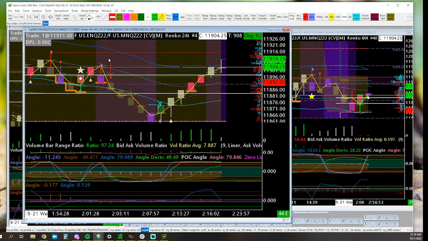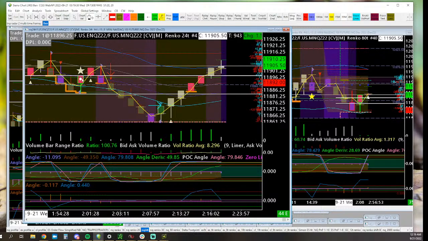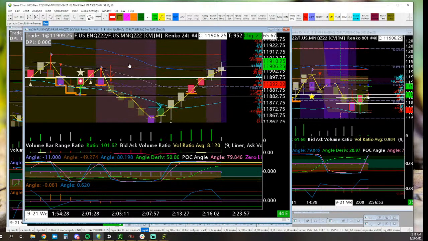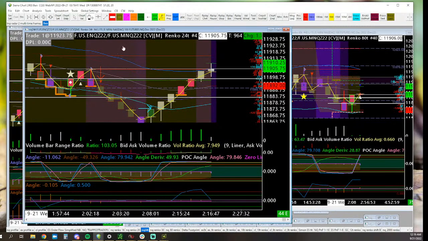Even if you're a really good chartist and you're great at finding targets, you're not going to know if they're going to hit that one this time or next time or the third time. You're not going to know. There's always an unknown factor.